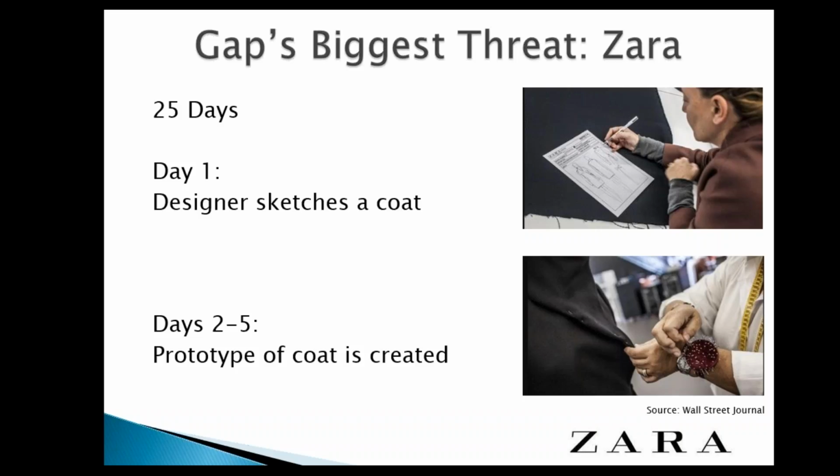So on day one, the designer will sketch out a coat, in terms of what it should look like. Then within a few days, they can create a prototype of what it's going to look like, the weight of it, the fabric, the overall look and feel. So within 5 days, they have a product ready to go, ready to be manufactured. Let's move to the next slide.